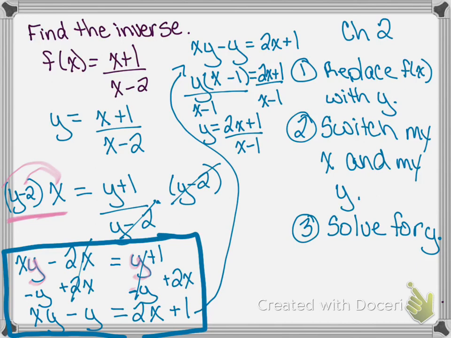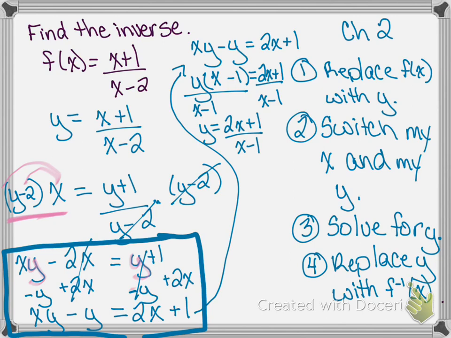Actually, I've got one more step. Does anybody know what the last step is? Do you remember from chapter 2? Yes. Excellent. Replace y with f inverse of x. So my actual final answer is f inverse of x, and I am totally running out of room, equals 2x plus 1 over x minus 1. So that is my final answer right there.